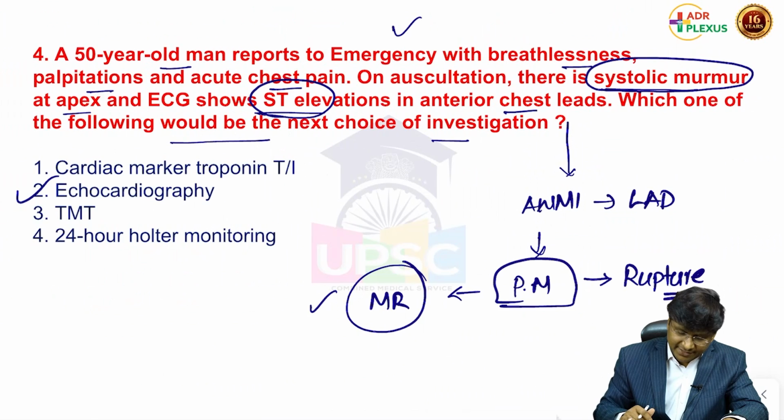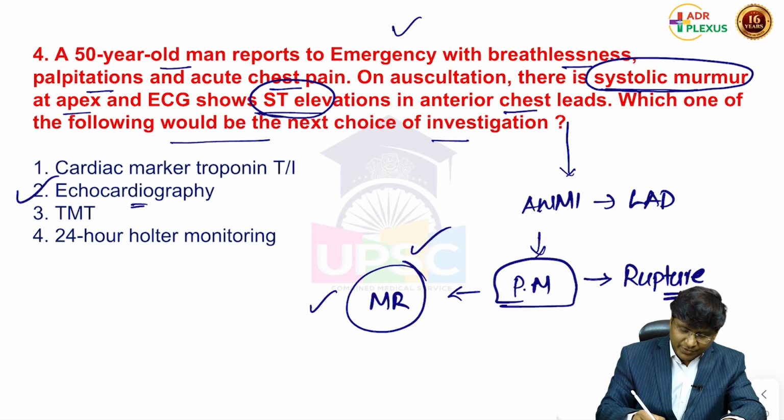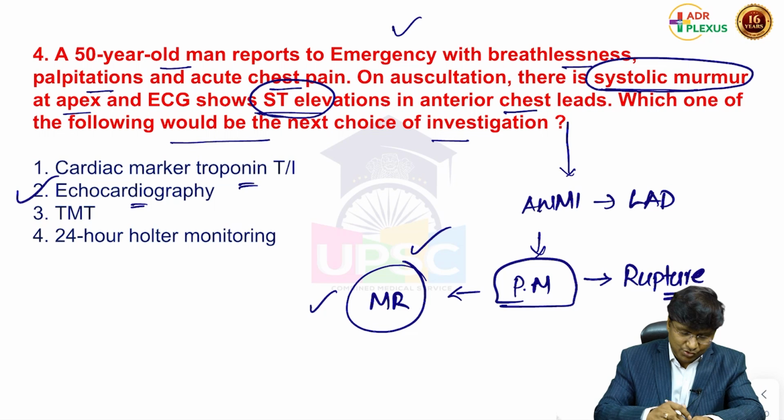Then you take the other options. So what is the answer here? How will you be able to make out this MR? That is by your mitral regurgitation, that is by two-dimensional echocardiography. Then you take the other options like the cardiac troponin as well as the treadmill test.